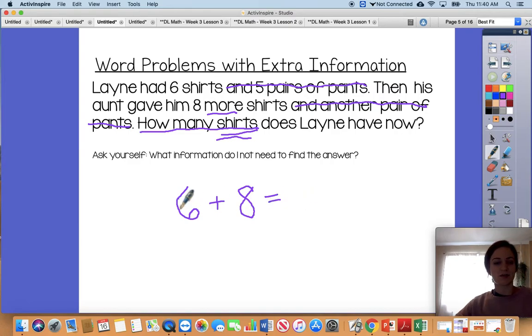Okay? The way I think about it is 6 plus 6 is 12. So that's my doubles fact. Plus 2 more is 14. Okay, so Lane has 14 shirts in all.